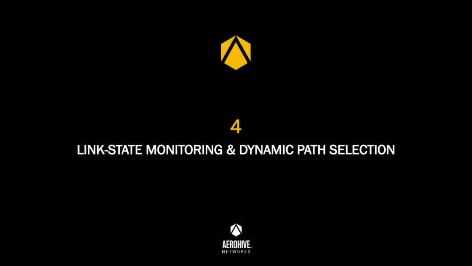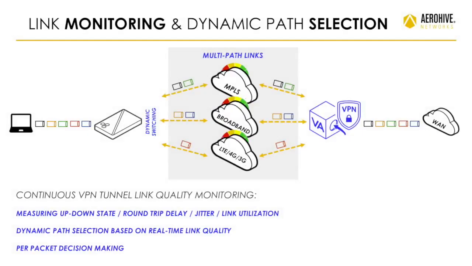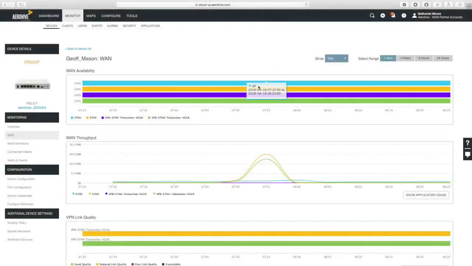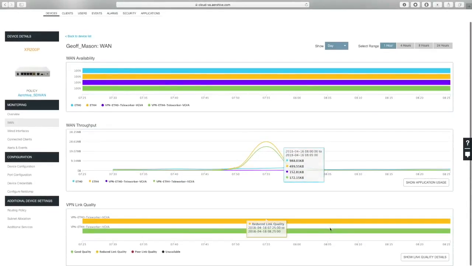4. Link state monitoring and dynamic path selection. In the event of a link failure, link state monitoring ensures traffic is always directed over a working connection. Combined with dynamic path selection, packets can be distributed across multiple connections in real time based on link quality. More than simply providing link redundancy, this ensures traffic is directed over the most optimal path at all times. This equates to a WAN and VPN connection that is always performing at its best.